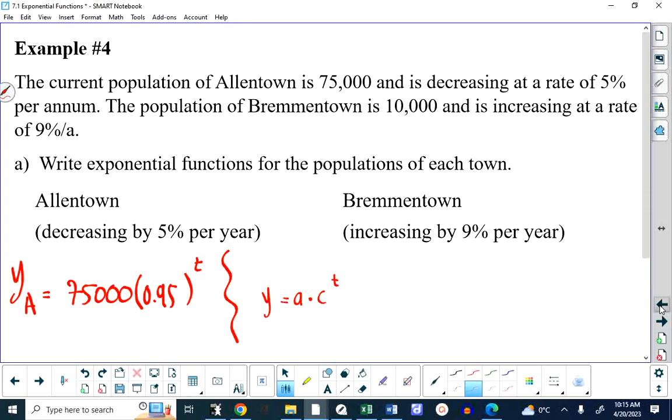So does anybody want to take a stab? Brementown, the initial population is 10K. Does anybody want to take a stab at what the base of that exponential function is going to be? 1.09? 1.09, because it's growing by 9%. So if you take 100%, what you start off with, and you add 9% to that, you get 109%, but in decimal form it's 1.09. And you have to be able to explain this on a written response question. So we're done. That's it. For A. B.